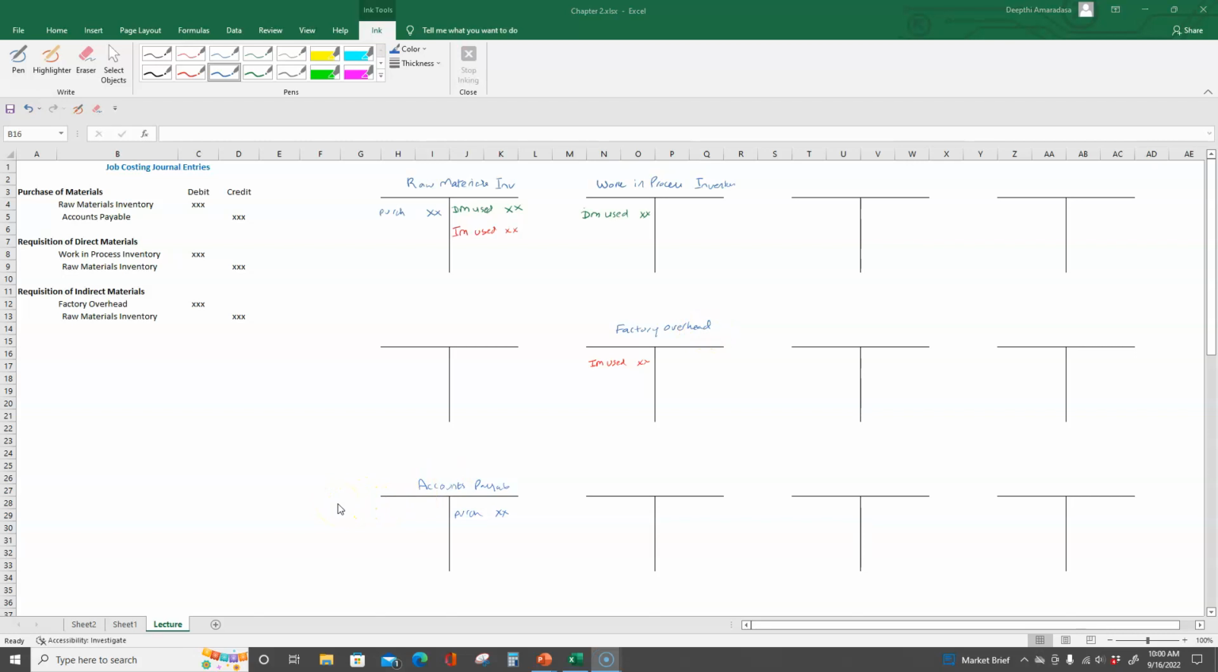Follow along with every video on all the journal entries and go step by step and redo it on your own on a separate piece of paper. That will help you understand the different entries rather than just looking at what I did. That's it for this video. In the next set of videos, I'm going to talk about labor costs.